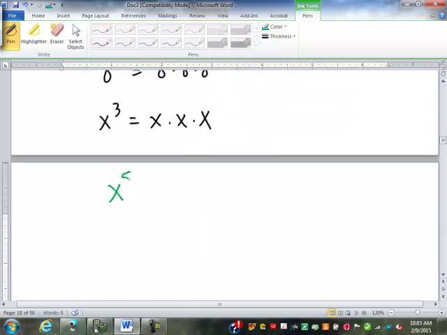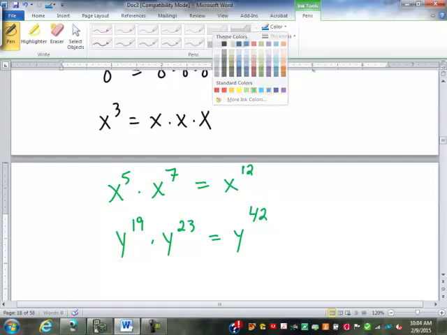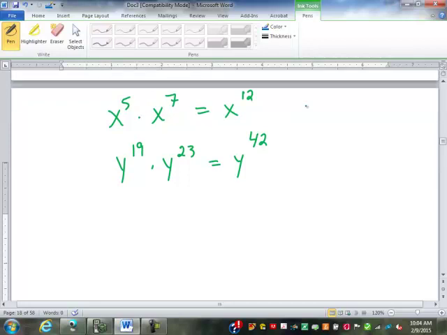Do you recall what we do when we have something like this? What do we get? Oh, 5 plus 7. We add the powers. 7 plus 5 is 12. So y to the 19th times y to the 23rd would be y to the 42nd, 19 plus 23. Remember, we talked about this before, how confusing it can get because we're multiplying, but the shortcut is to just add the powers.